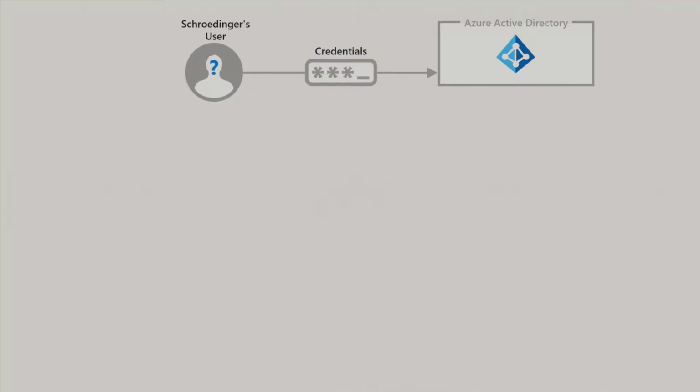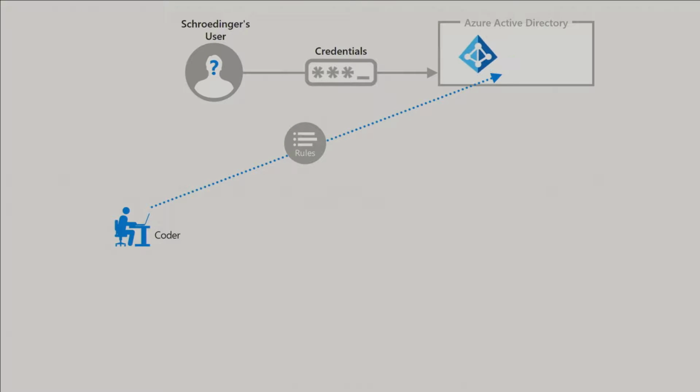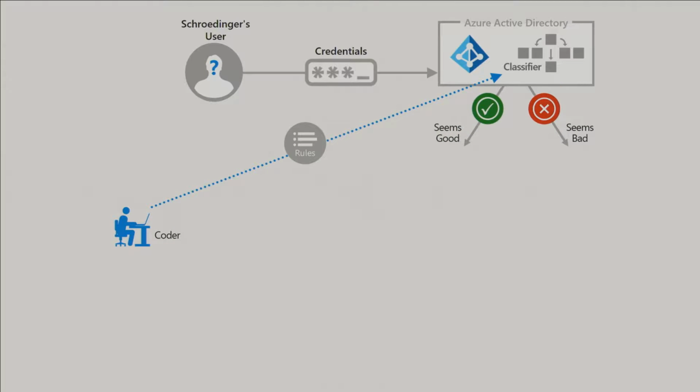So what we have is a machine learning system. Folks who know machine learning know that the first thing you would do is get a coder to write a classifier. What the classifier does is simply look at every sign-in and try to determine if it's a good person or a bad person.